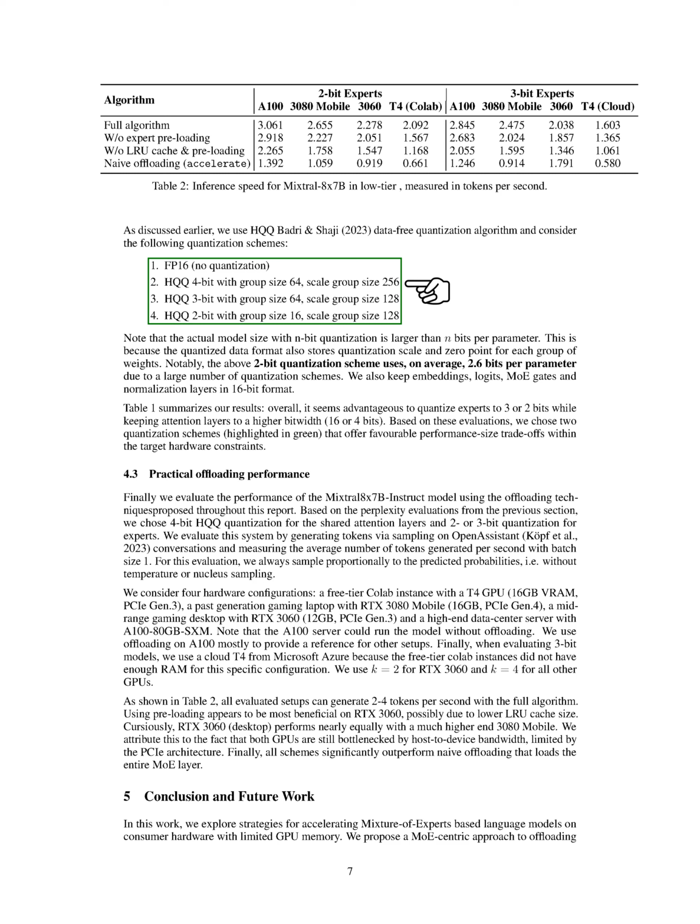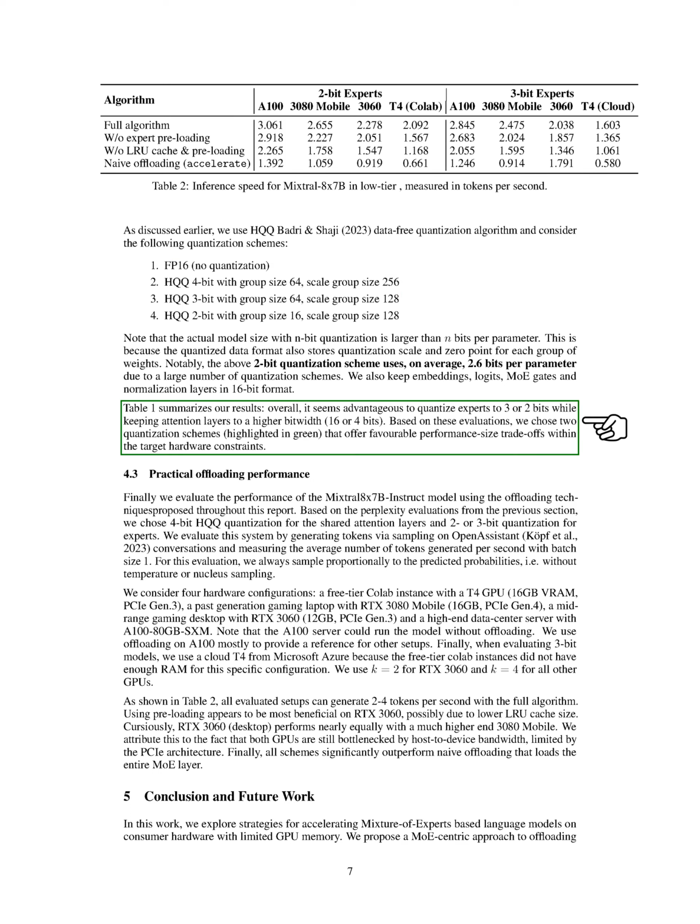We'll be using the HQQ data-free quantization algorithm and considering the following quantization schemes: FP16, no quantization; HQQ 4-bit with group size 64, scale group size 256; HQQ 3-bit with group size 64, scale group size 128; and HQQ 2-bit with group size 16, scale group size 128. We found that it's beneficial to quantize experts to 3 or 2 bits while keeping attention layers to a higher bit width, 16 or 4 bits. Based on these evaluations, we chose 2 quantization schemes that offer favorable performance size trade-offs within the target hardware constraints.